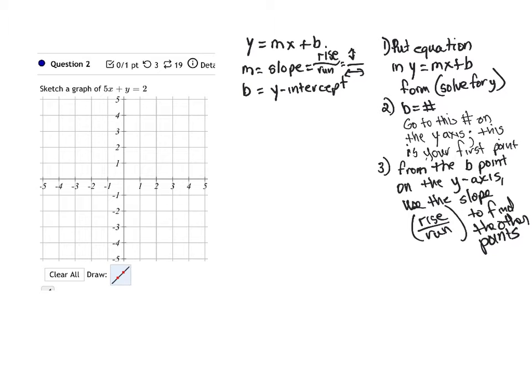Here we have a graph 5x plus y equals 2. Now we could graph this like in number 1 where we use the x and y intercept, which would be fine except for the problem when you find the x-intercept. If you were to find the x-intercept, your y would be 0. So that would give you 5x equals 2, which would give you the fraction 2/5.